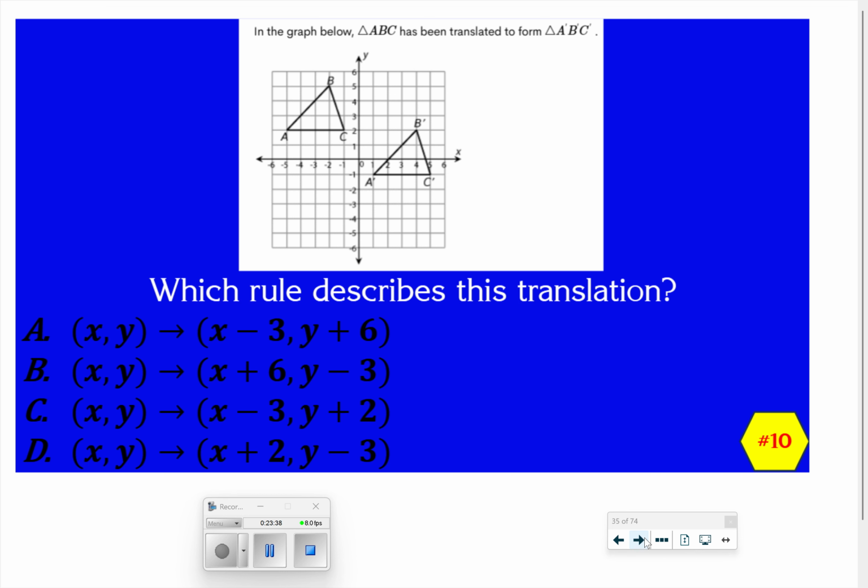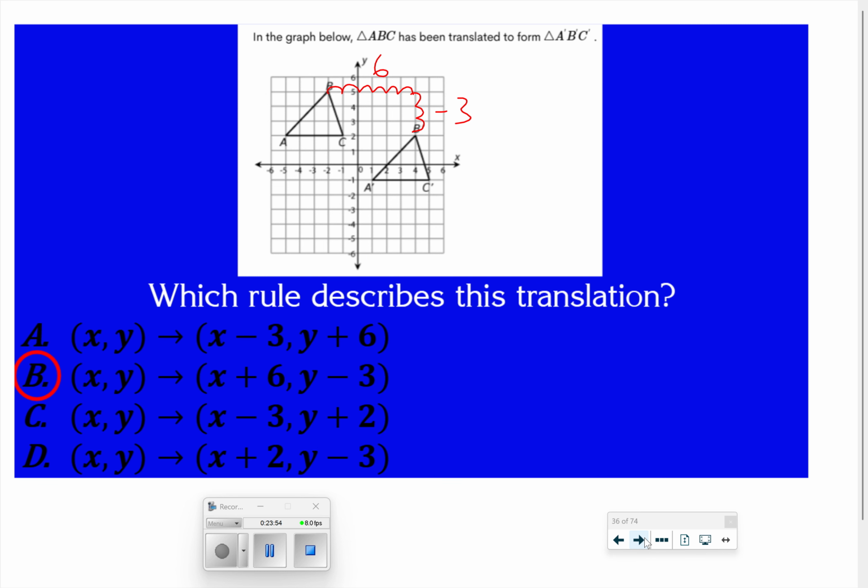Okay, which rule describes this translation? Remember that a translation is a slide. Okay, it's going to be B. B is take the x and we're going to add 6 and then subtract 3. So I'm going to the right 6 and going down 3.